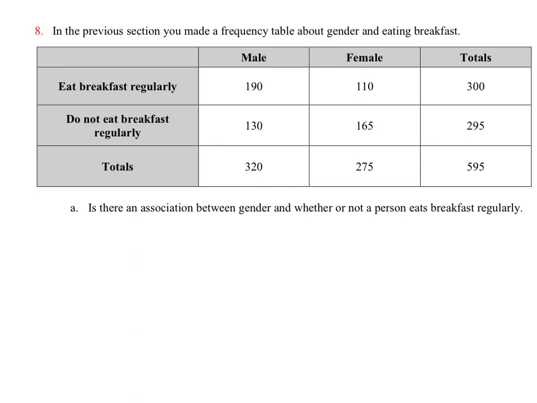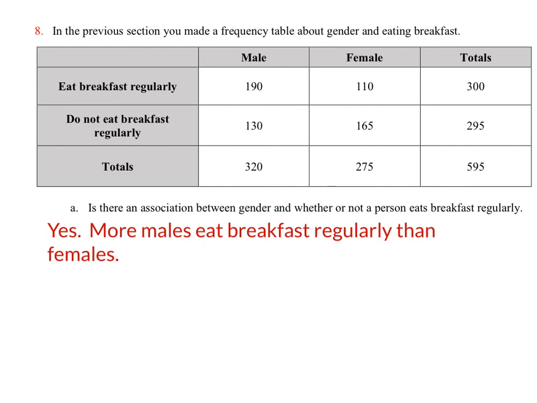In the previous section, you made a frequency table about gender and eating breakfast. Well, we did actually, but is there an association between gender and whether or not a person eats breakfast regularly? Yes, there is an association. There are more males that eat breakfast regularly than females. And we can see there's a higher number of females that do not eat breakfast regularly than males. So it appears that by gender, if this table were correct, we could assume that males eat breakfast more often regularly than women.